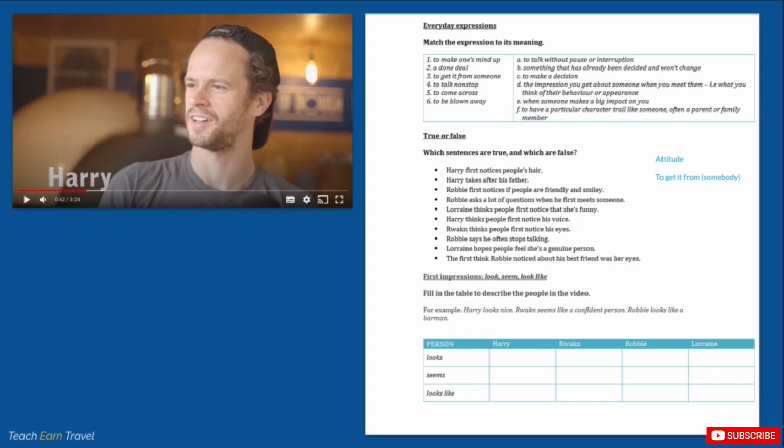And then if we move on to Robbie, Robbie first notices if people are friendly and smiley. His answer actually includes these words, friendly and smiley. So when we listen to Robbie speaking, he says friendly and smiley. So at this level, I think my students are going to know these words. And then Robbie again. Robbie asks a lot of questions when he first meets someone. I'm not worried about this. I am 99% sure they're going to know questions a lot. I don't think they will have trouble with this. And in his answer, he doesn't give any more difficult words.